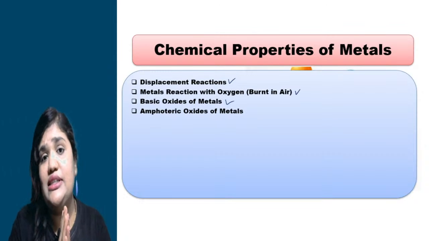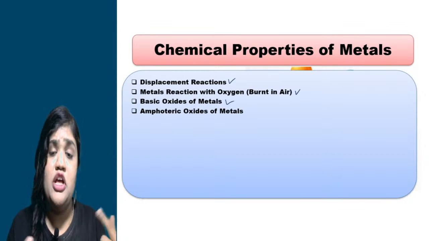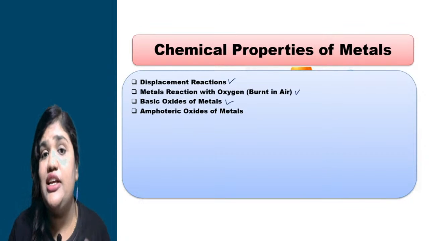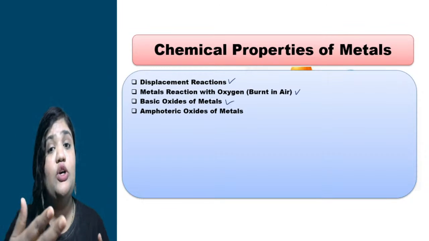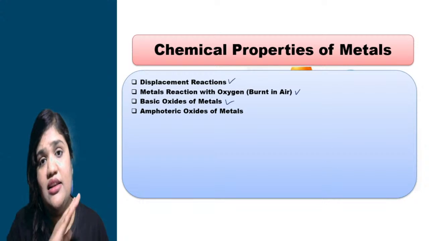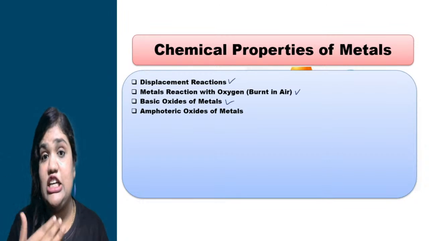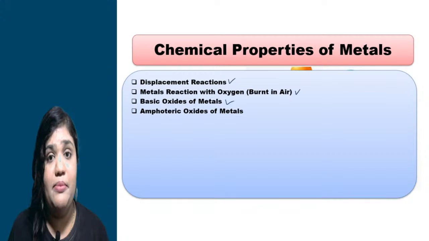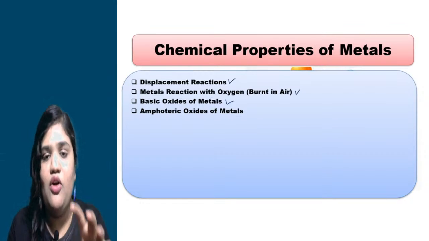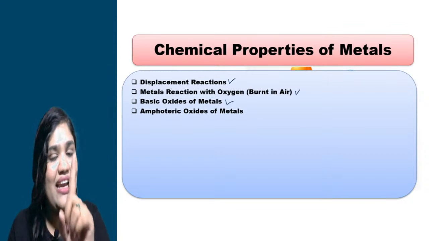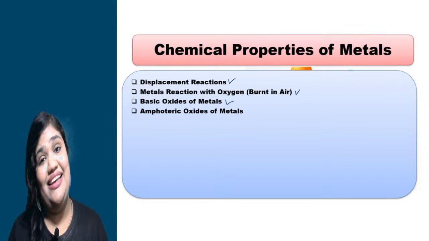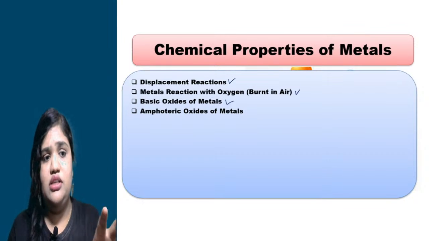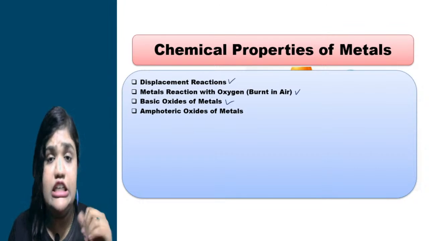First of all, we are going to discuss what a displacement reaction is. So student, a displacement reaction is nothing but what? It is a chemical reaction in which a more reactive element, or we can say metal, displaces a less reactive metal or element. To understand that concept, obviously I am going to give you one example, and from that example you will find this concept very easy. So yes, definitely this is one of the important chemical properties of metals.